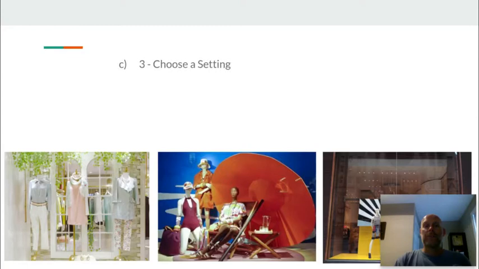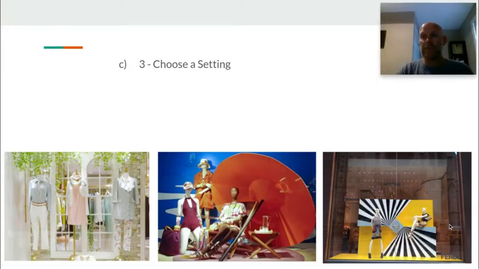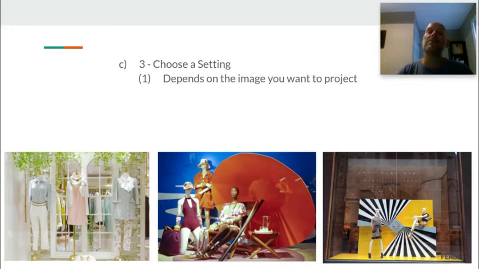So moving on. The third part, and this will be the last one that we actually cover in this video. This one's going to be quick because the next step is a very big one. It's going to take a little while to do. So the third step in creating a display is choosing your setting. So there are 3 major types of settings. And of course, it depends on the image that you want to project for your product.